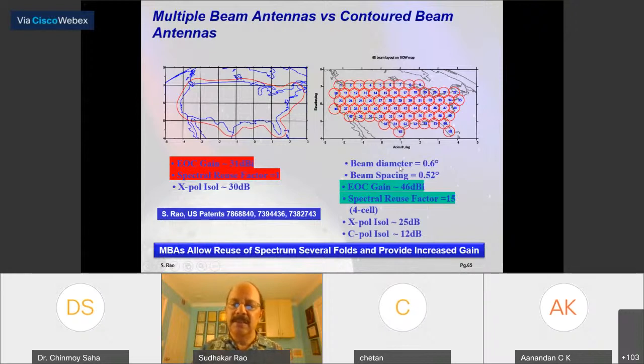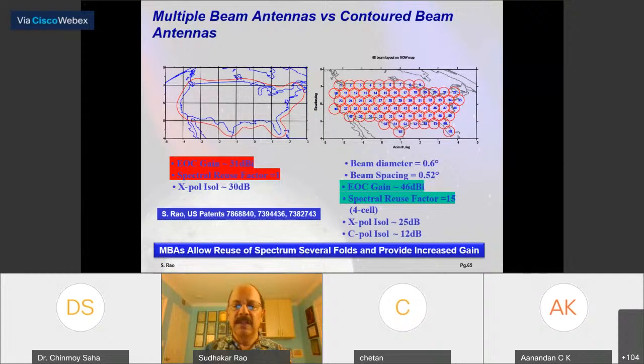What happens with that is your beam size is reduced quite a bit, to 0.6 degrees. So your gain improves from 30 dBi to 46 dBi, almost 15 dB improvement in both uplink and downlink. So in total you get about 30 dB improved link gain. And more importantly, you get a spectral reuse factor of 15. Since you're reusing each of these cells 15 times, your effective spectrum becomes, instead of 0.5 gigahertz, 7.5 gigahertz. That's where you get the capacity.